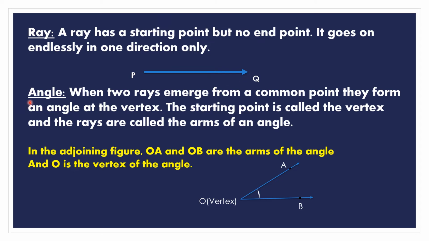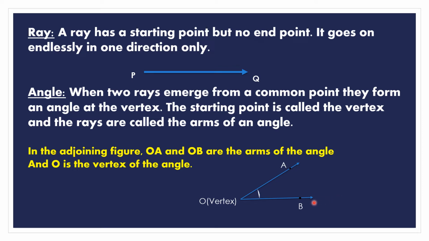Alright, now let's look at angles. Well, an angle is formed when two rays emerge from a common point, they form an angle at the vertex. So here, if O is the vertex, the starting point, then these are the two rays which emerge from it. And this area is the region where the angle will be formed. So this starting point is called the vertex, and these two rays are called the arms of an angle.